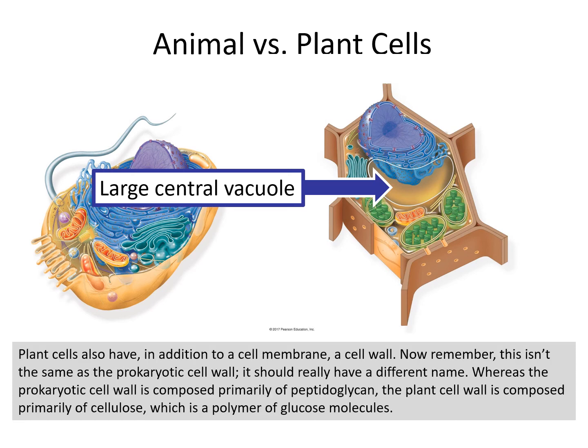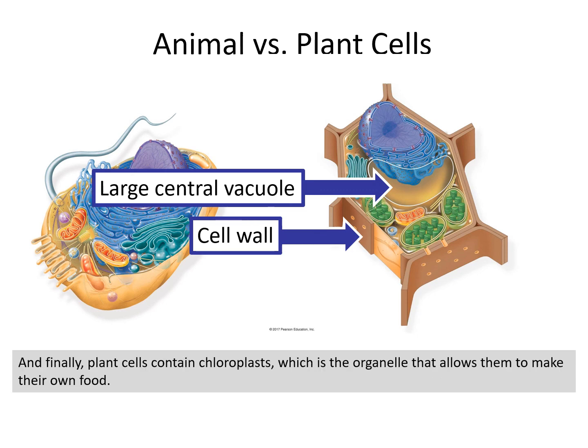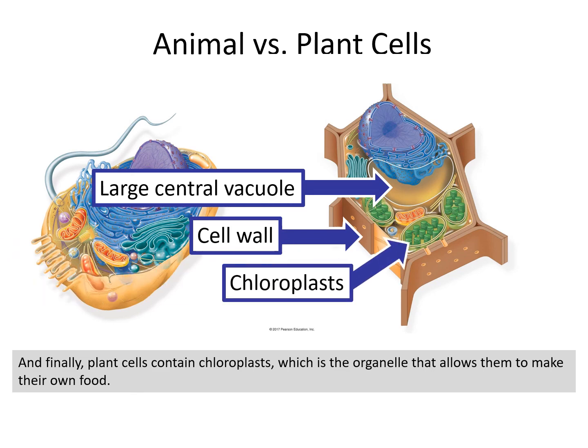Plant cells also have, in addition to a cell membrane, a cell wall. Now remember, this isn't the same as the prokaryotic cell wall. It should really have a different name, whereas the prokaryotic cell wall is composed primarily of peptidoglycan. The plant cell wall is composed primarily of cellulose, which, as you may recall, is a polymer of glucose molecules. And finally, plant cells contain chloroplasts, which is the organelle that allows them to make their own food.